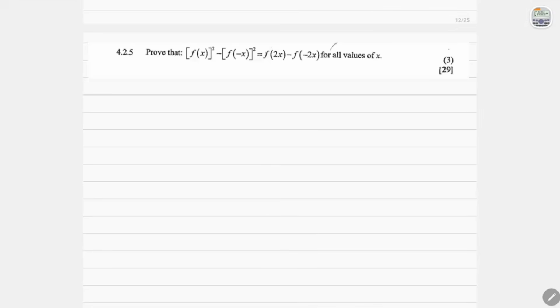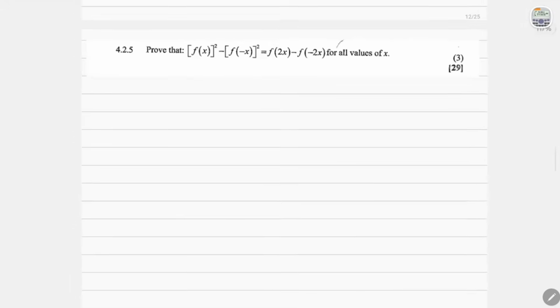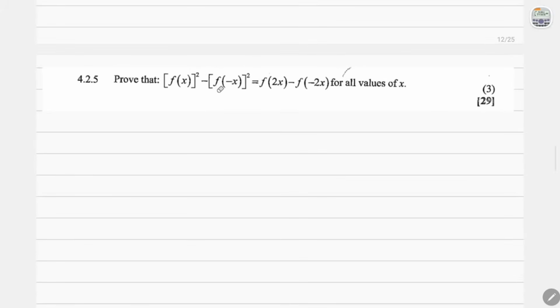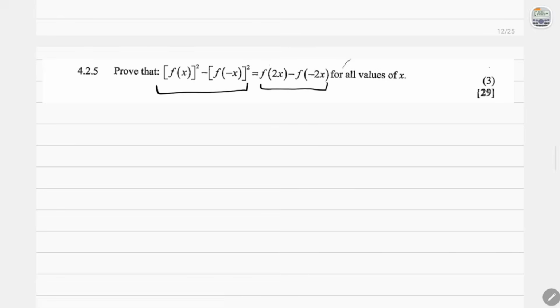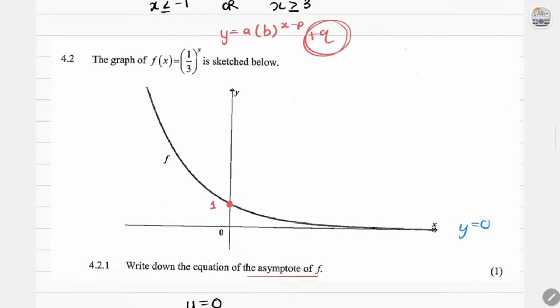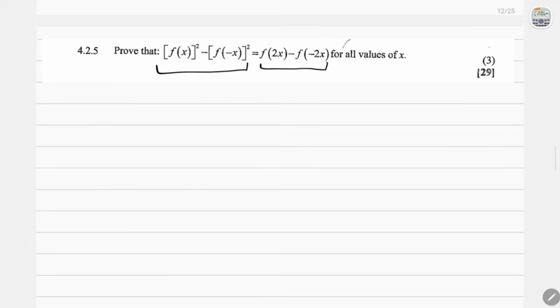And question 4.2.5, the last question for question 4, says, prove that f of x all squared minus f of negative x all squared is equal to f of 2x minus f of negative 2x. Okay, so we're just going to have to apply this and then see if it really does equal this in our graphs. So the graph of f of x, that was the 1 over 3 raised to the power of x. We already had that.